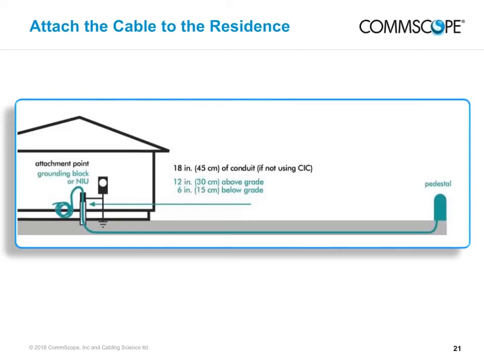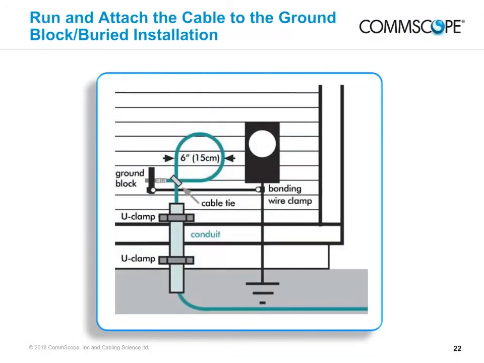Some installers favor an enclosure on the wall for the attachment point. If so, run enough conduit so as to touch the base of the enclosure, connecting the conduit using the enclosure manufacturer's instructions. NEC Article 820 states that the ground block should be attached to the wall as close as possible to the electrical meter. Both the ground wire and the coaxial cable connection should run horizontally. The grounding wire should be as straight as possible.